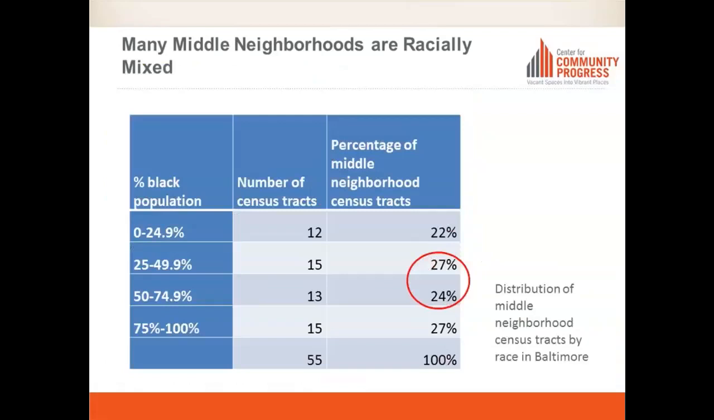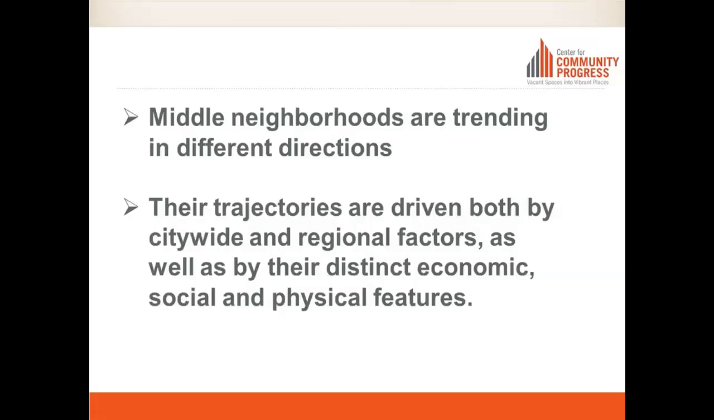And the other thing which is interesting about Baltimore, which is for the most part a highly segregated city, is that there are 55 middle neighborhood census tracts, again using the same definition, which is a little more than a quarter of the census tracts. Half of those census tracts are clearly racially diverse, which means that most of the remaining racially diverse neighborhoods in Baltimore are in fact middle neighborhoods. And that's, again, an important part of the urban fabric.